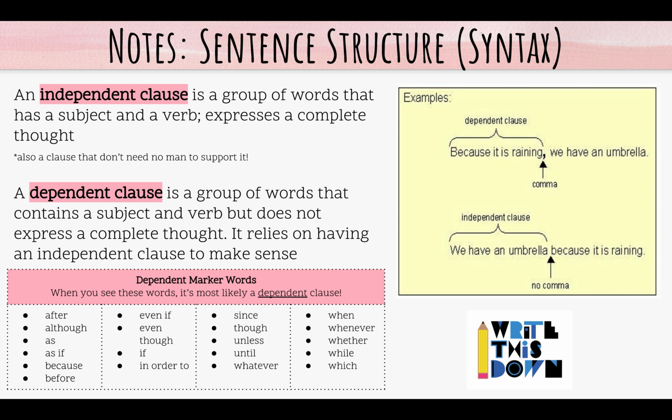Another example, in the sentence, because it is raining, comma, we have an umbrella. So because it is raining is a dependent clause that relies on the second sentence, we have an umbrella, for it to make sense. Whereas we have an umbrella is a complete sentence, and even if we had crossed out this particular phrase, it would still make sense on its own. On the other hand, we can also write it as an independent clause without any commas and without a dependent clause. So for example, we have an umbrella because it is raining.